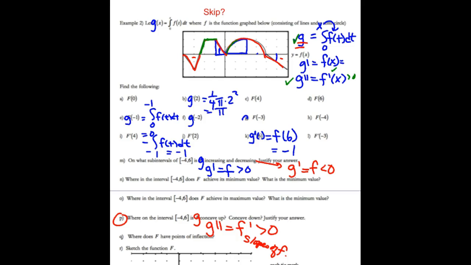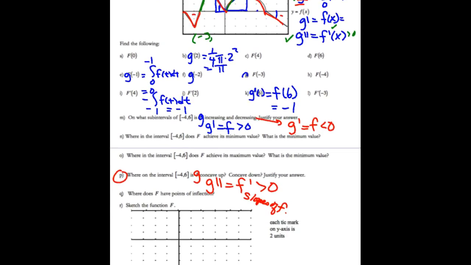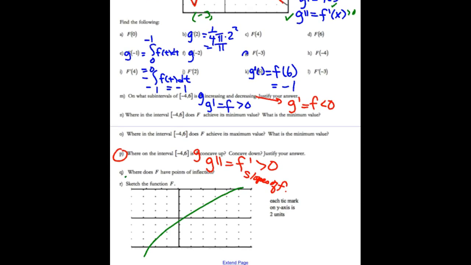It'd be concave up from here to here, and that would be it. So it'd be concave up from what? Negative 3 to negative... it's hard for me to read on those dots. That's why this one said skips, but I think you get it. And you don't need to graph them.